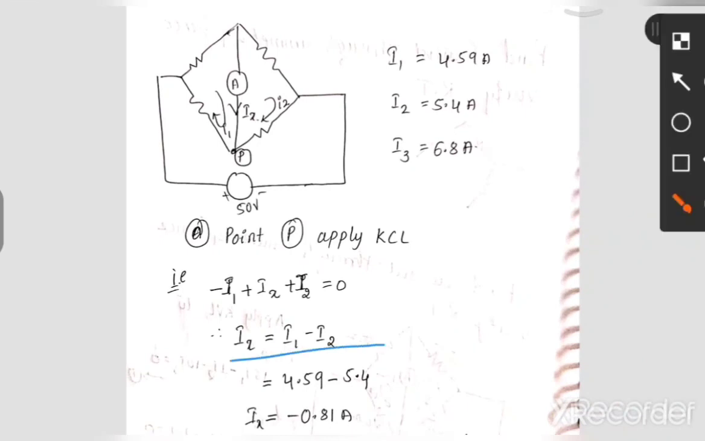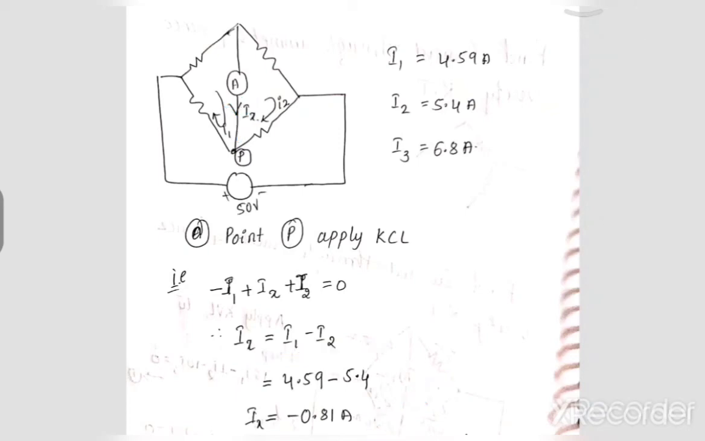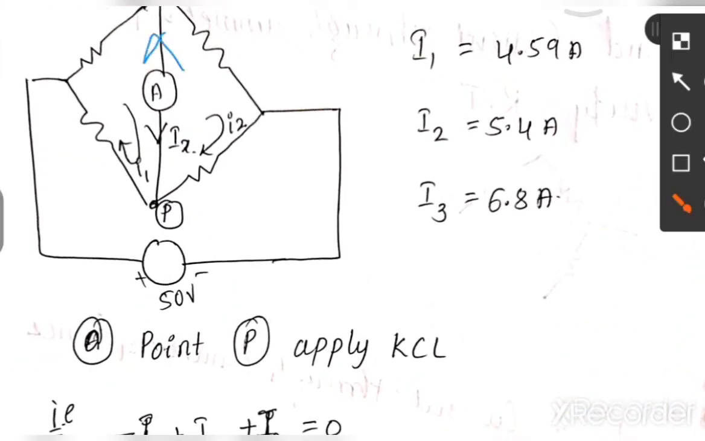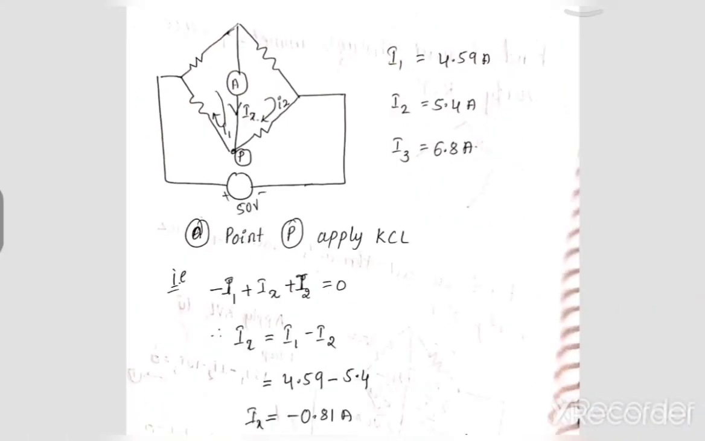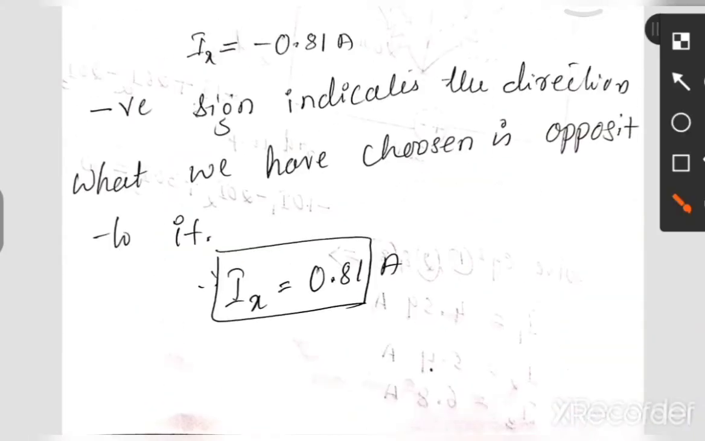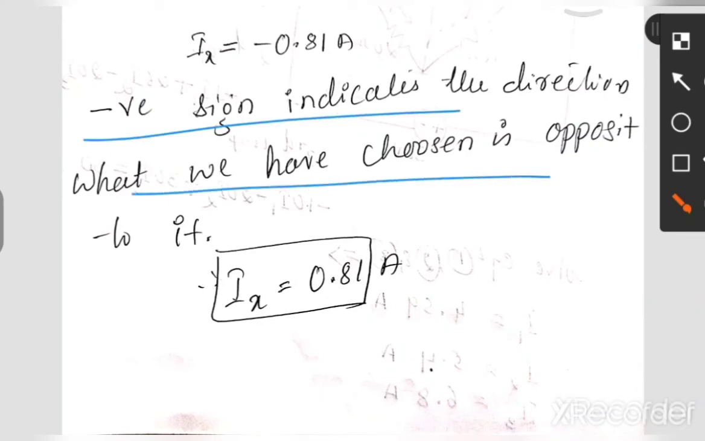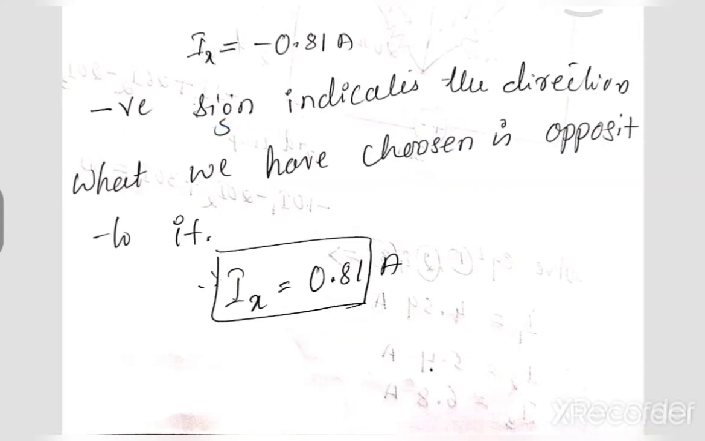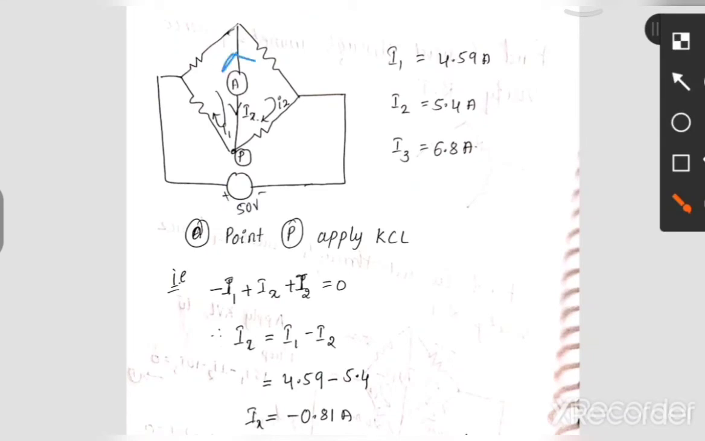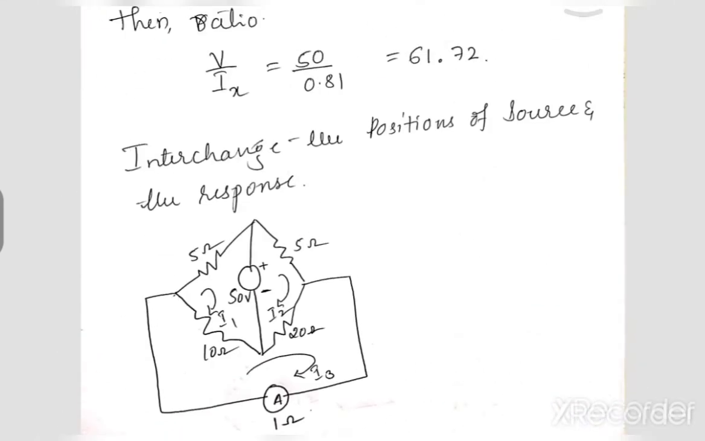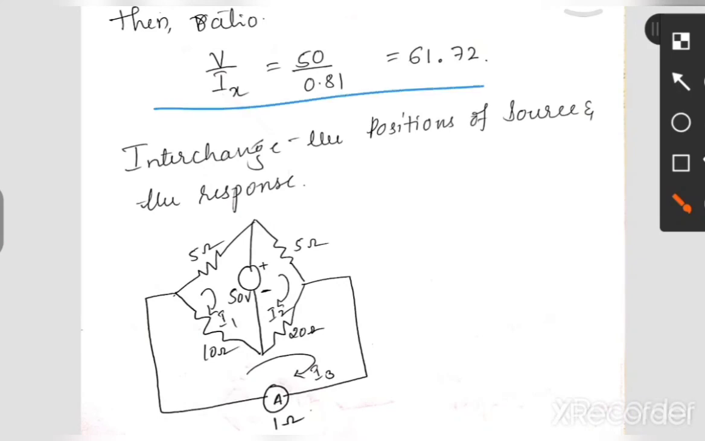It is I1 minus I2 is nothing but minus 0.81 ampere. Minus sign we have got because we have assumed its direction as downward. So actually its direction should be upward. Okay. So here we can write a comment that this negative sign indicates the direction what we have assumed is opposite to that. Therefore, Ix will be equal to plus 0.81 ampere. And make sure that the direction of current should be in this. Okay. Now, we can take a ratio of it. V by Ix, V was 50 volts divided by 0.81, which is 61.72.